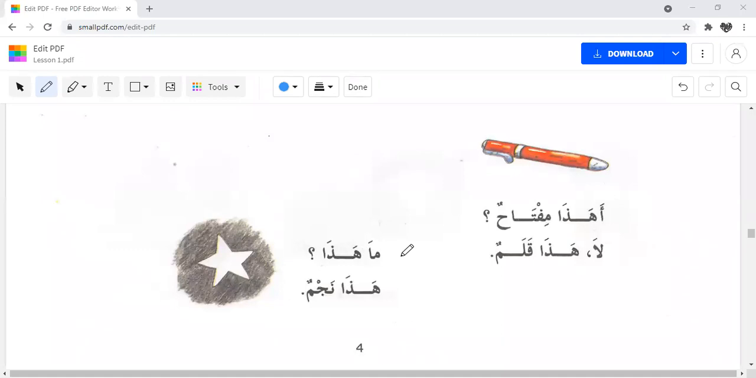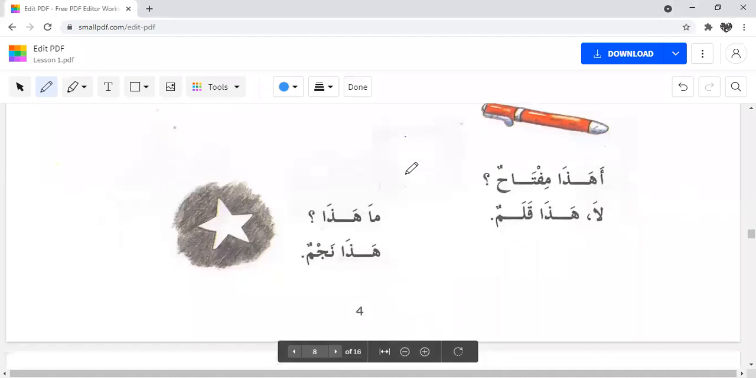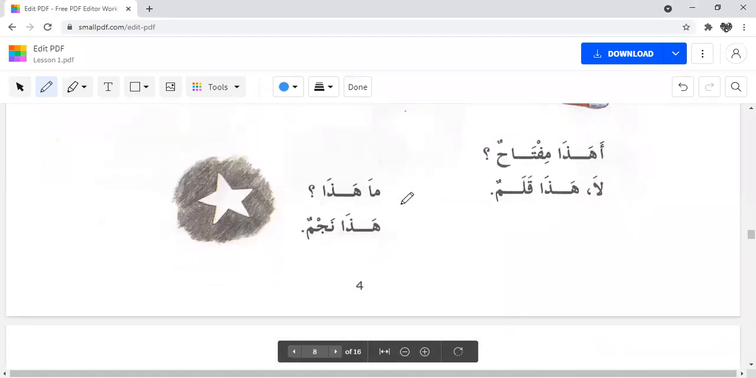Can you please read this part? The same thing? Can you see it? This part, the star here? Yeah. Mahada. What is this? Haza najmun. This is a star. Very good, thank you.